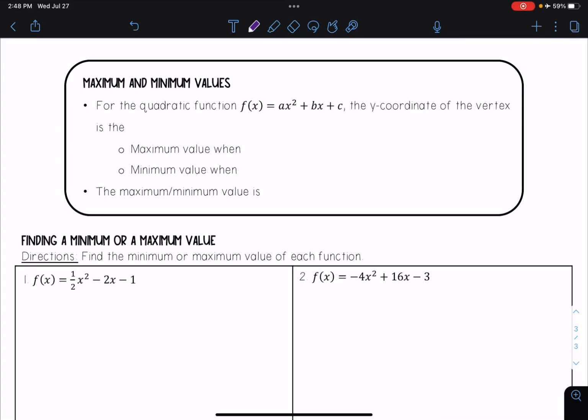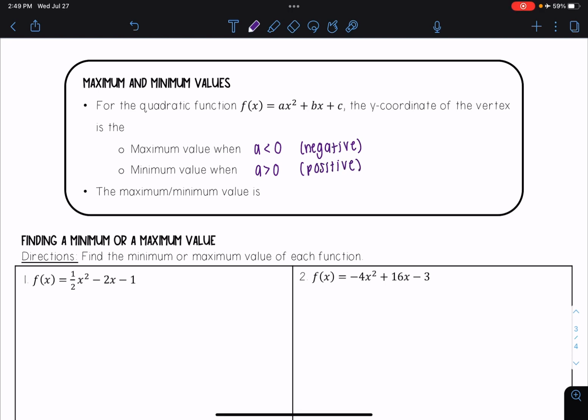In this video, we're going to be talking about maximum and minimum values. So for the quadratic function f of x is equal to ax squared plus bx plus c, the y-coordinate of the vertex is the maximum value when a is less than 0, or in other words, when a is negative. And minimum value when a is greater than 0, or in other words, when it's positive.